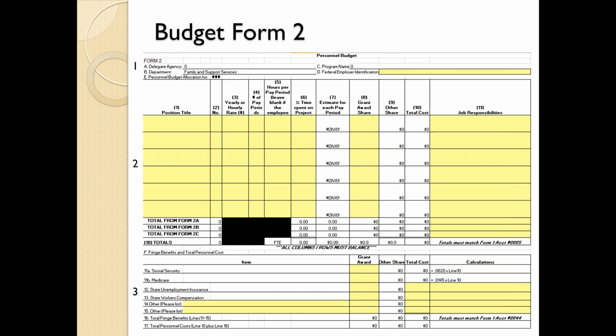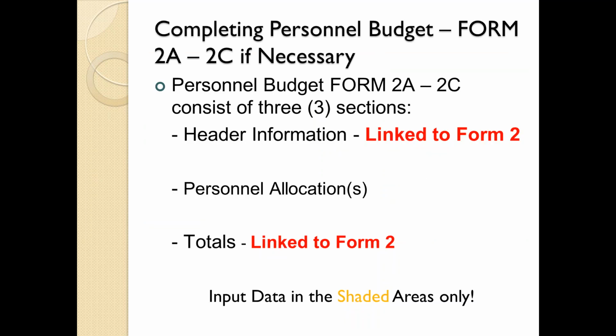So column 7 is a really big column, and it's a new column for the form. It's not really new, it's been around a couple of years now, but one of the things you want to pay close attention to is column 7 when you finish. Because column 7 is the amount that you can bill per pay period for every position that you have listed.